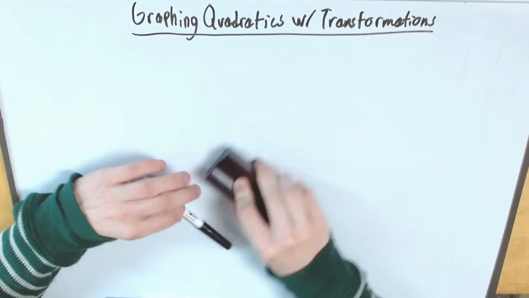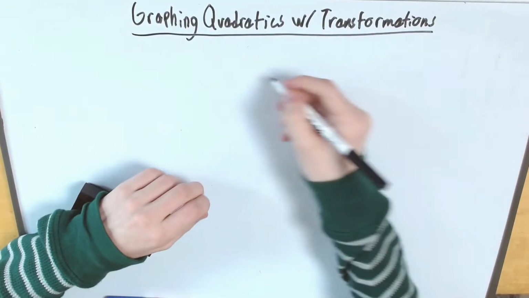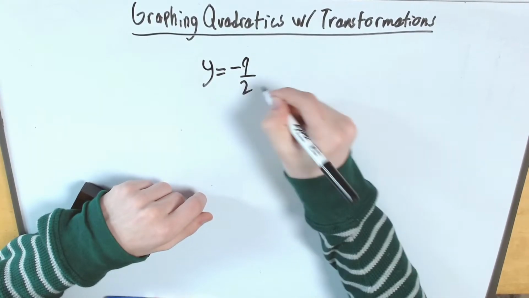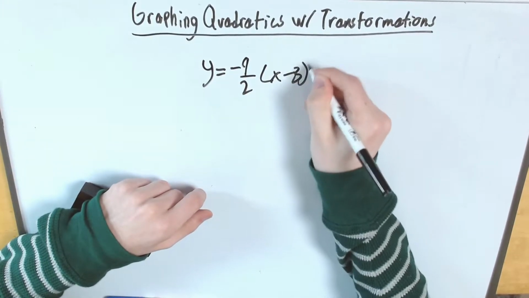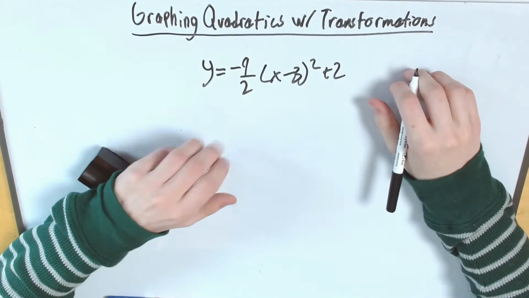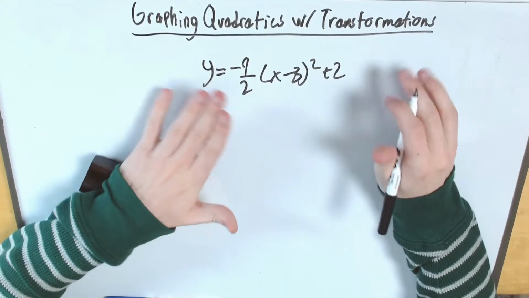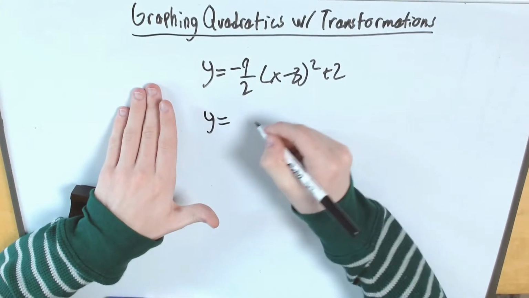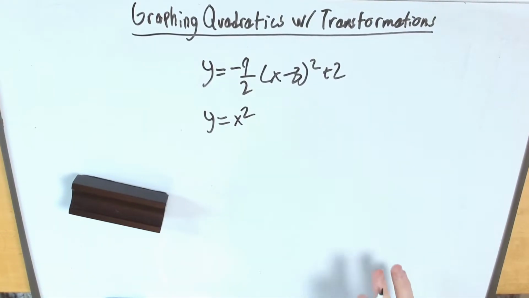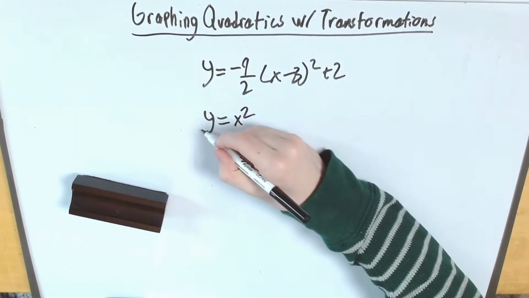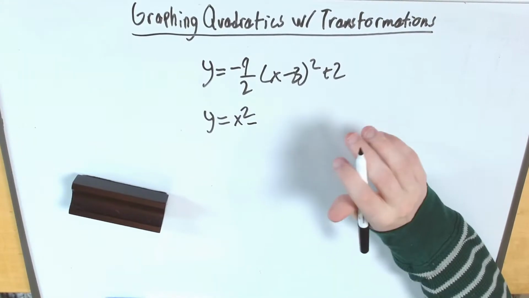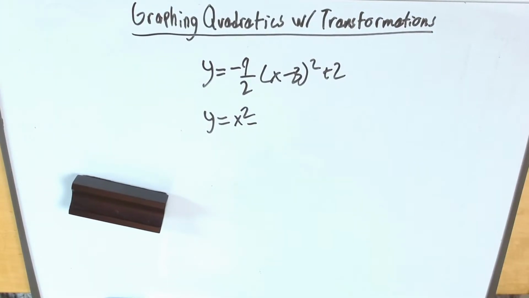Now let's get into something a little more complicated. Let's start off with what may at first seem to be an awfully complicated quadratic. This is a quadratic, and it looks super, super complicated. We're going to start off simple: y equals x squared. And we're going to take slow steps to transform the graph of this into the graph of this. And along the way, we'll discover a couple of pretty significant relationships.